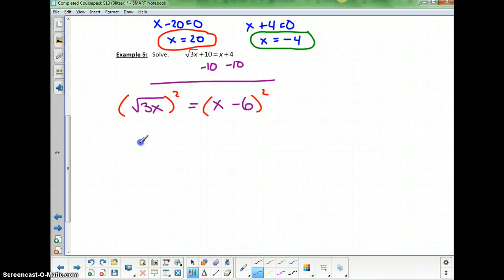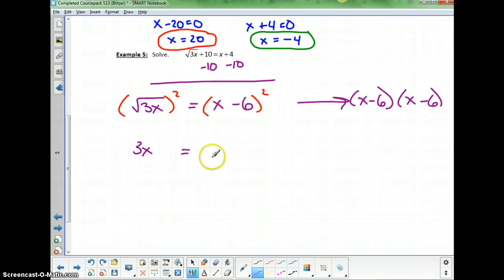So the square root of 3x squared is 3x, equals, when I square x minus 6, I write x minus 6 by itself twice, and I do x times x is x squared minus 6x minus 6x plus 36. Let's get it equal to 0. So I've got 0 equals x squared minus, 6 and 6 is 12, minus 3 more is minus 15x plus 36.